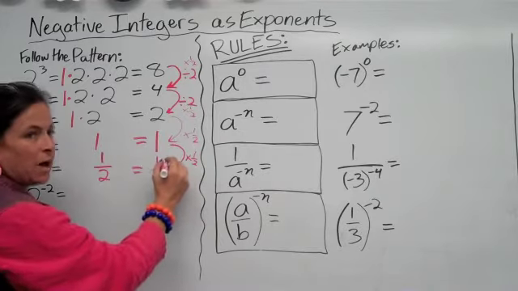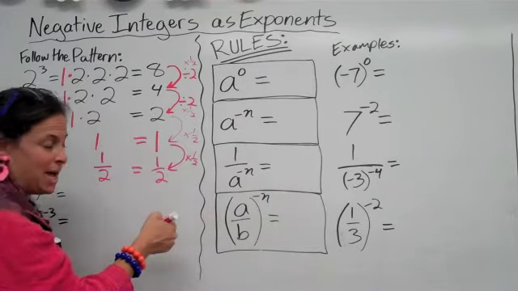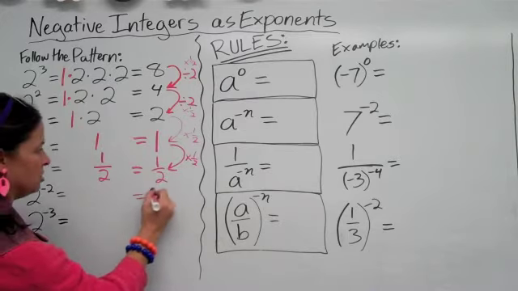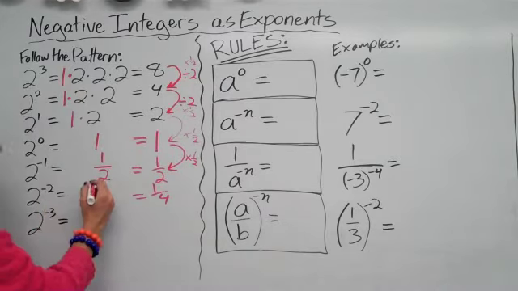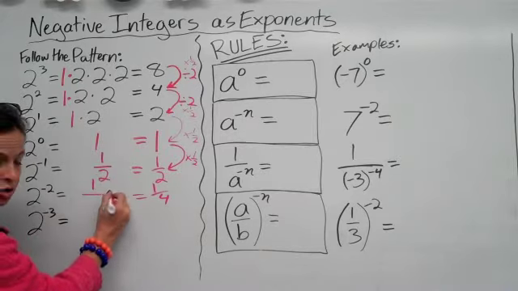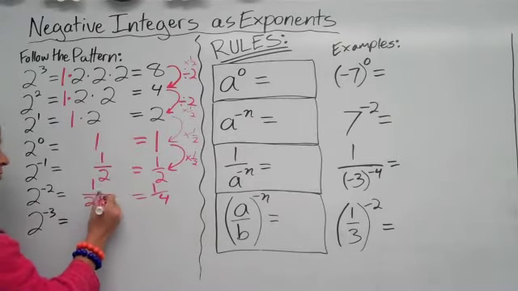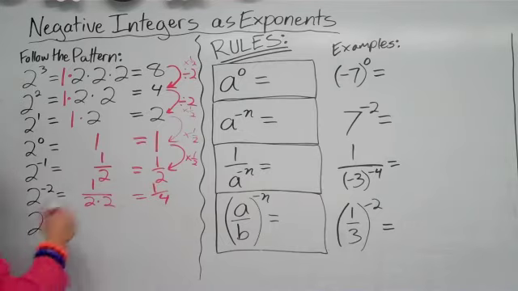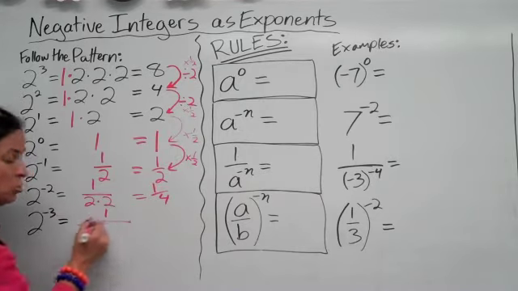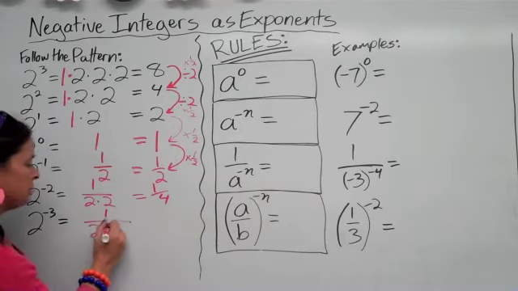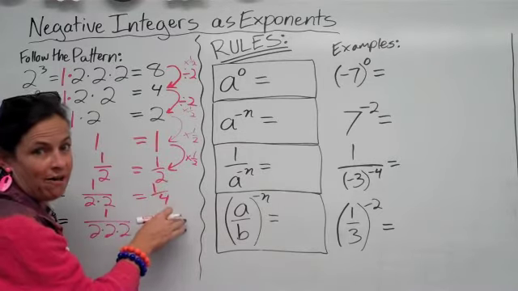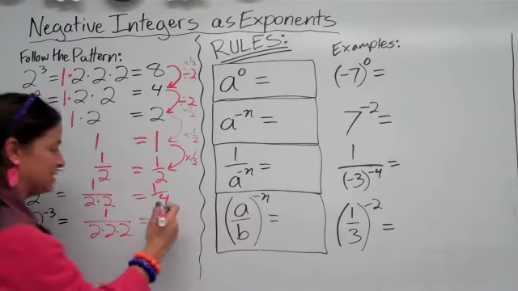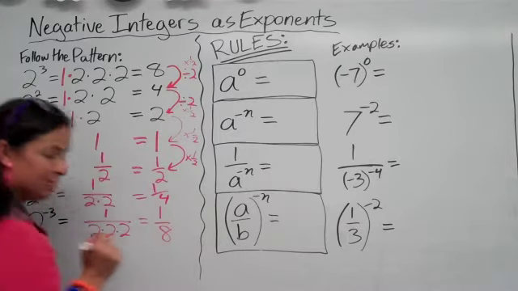Well, let's keep going with this pattern. If I again multiply by a half, I get 1/4. So when I have 2 to the negative 2, that's actually equal to 1 over 2 times 2. And I could keep going with this pattern, and this would be 1 over 2 times 2 times 2. Well, let's see. What is 1/2 of 1/4? It's 1/8. Okay?